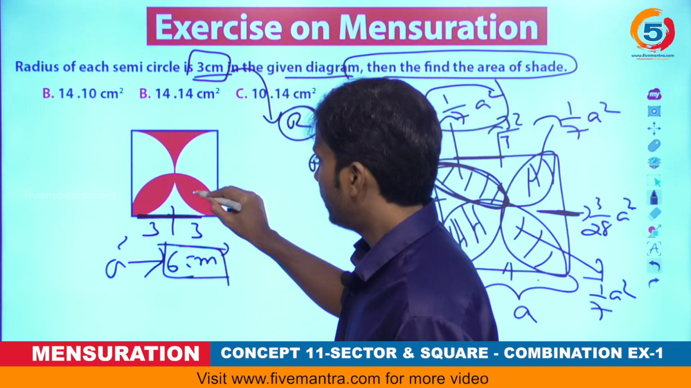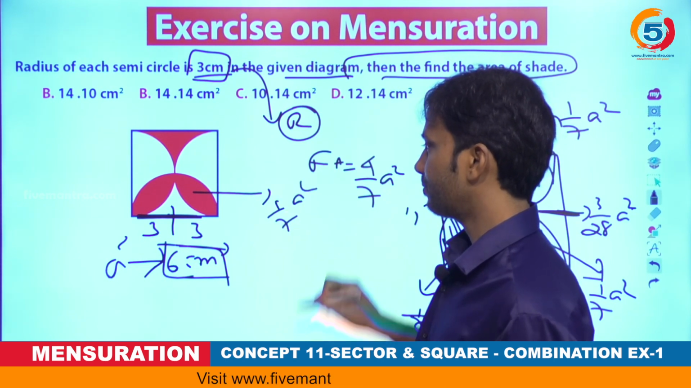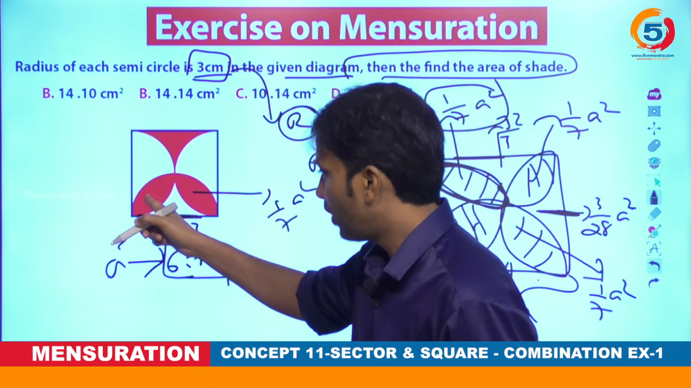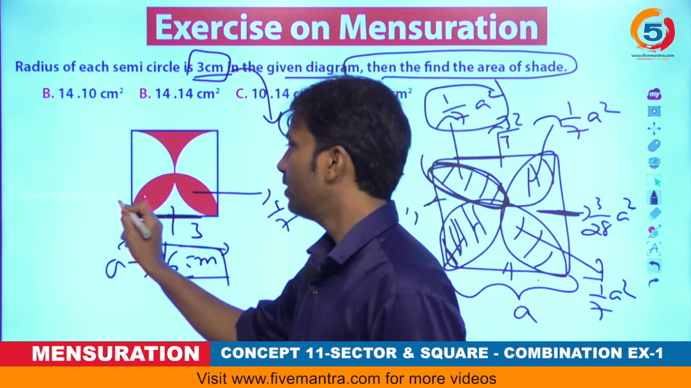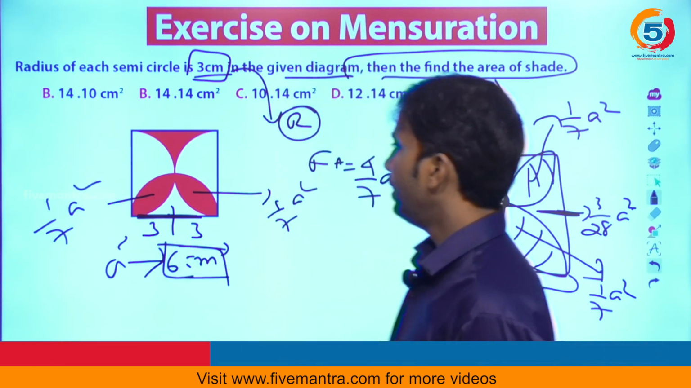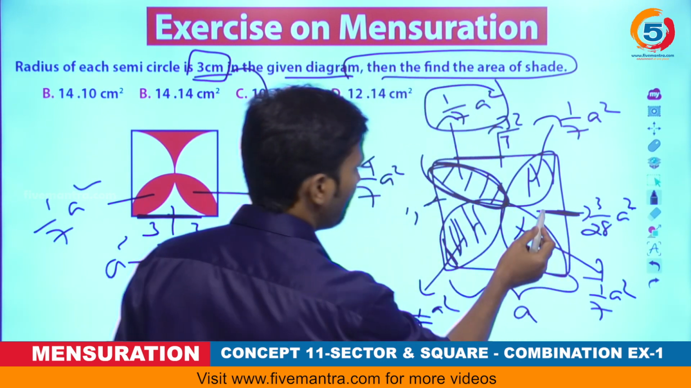Now this part is how much? 1 by 7 a square, according to the shortcut. That means here one more 1 by 7 a square is there. This is also 1 by 7 a square, and here only one gap is given. Each gap area would be how much?